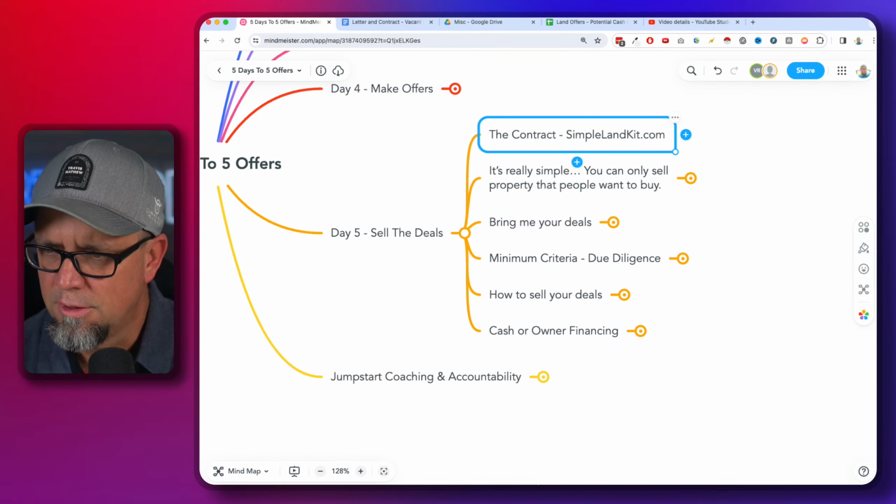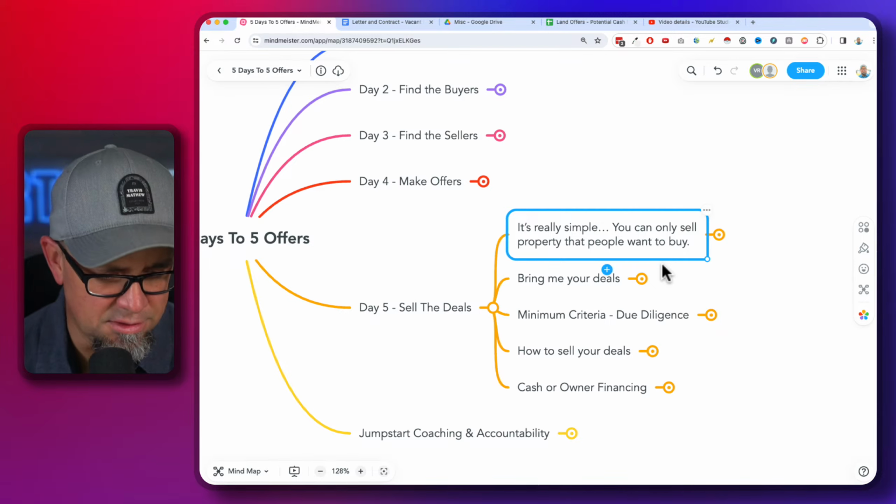Now, selling the deals. This is really important. I want to talk about this for a minute. You can only sell deals people want to buy, whether you're doing land or houses. It makes perfect sense, right? So think about that.